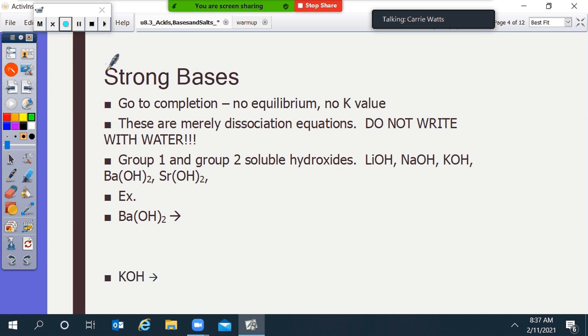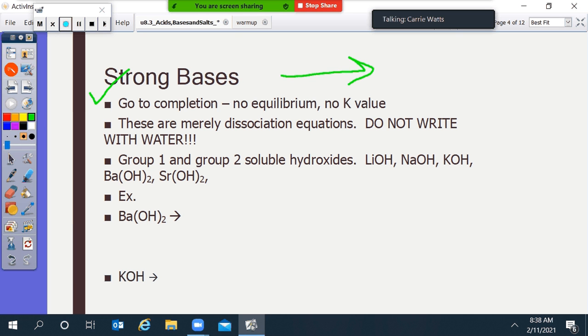Okay, but let's first talk about strong bases and how to tell it's a strong base. With the acids, I gave you 6 of them to memorize. Here you do not have to memorize them, but it's the same definition. They go to completion. There's no equilibrium. It's a strict left to right completion reaction, no K value, just like the strong acids. They are literally just dissociation equations, the strong base breaking up into 100% ions.